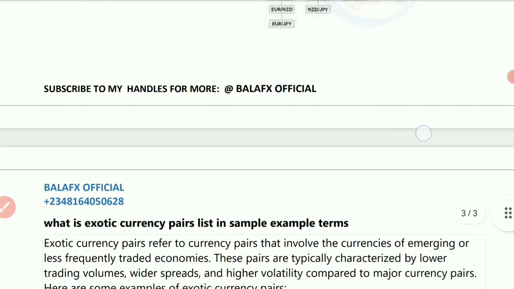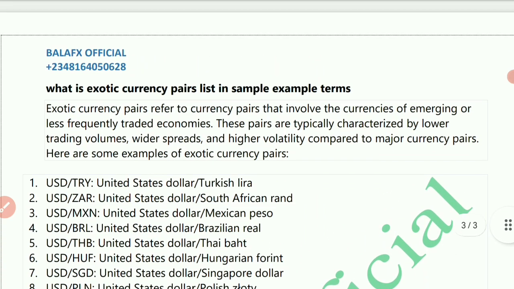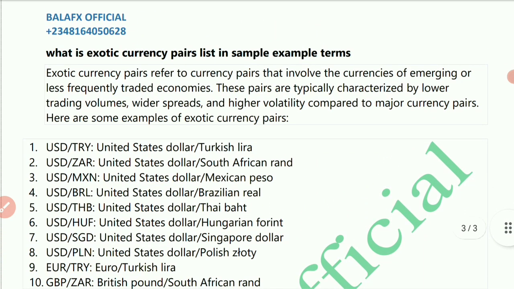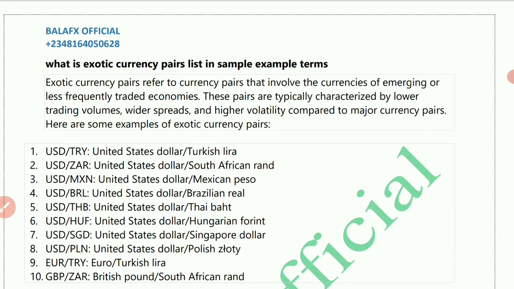Let's go. I don't want to make this video too long. I think the previous one was something like 20-something minutes, so I don't want to make this too long. I'm sorry. So what is an exotic currency pair? Listed in the example below.